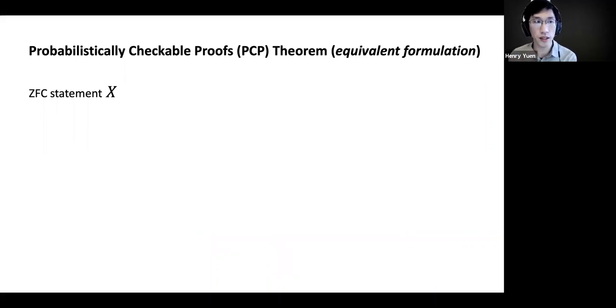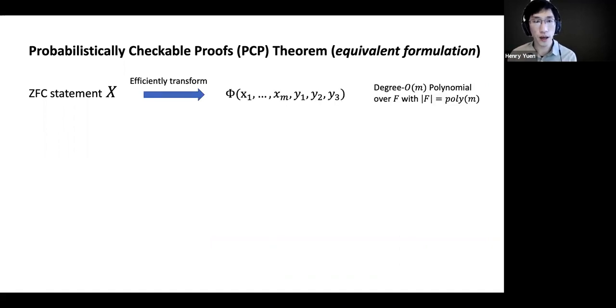So let's say you start with a ZFC statement X. It could be true or could be false. We don't know yet. But given this statement, we can efficiently transform it into a polynomial in some number of variables. So let's call this polynomial phi, and it has some variables x1 up to xm, and there are these extra variables y1, y2, y3. It's a polynomial of degree order of m over some finite field whose size is polynomial in m. Okay, so m is a number that we choose.